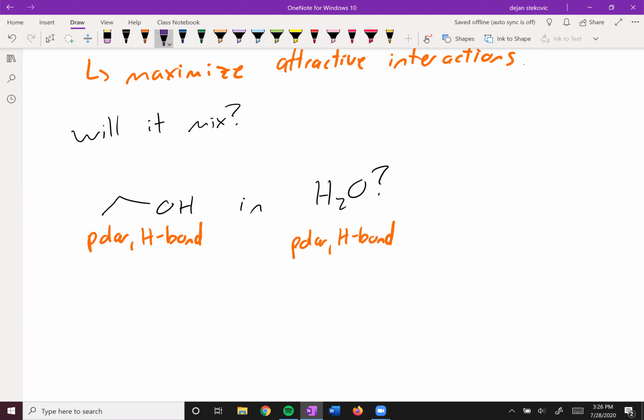And then finally, what if we have a situation like this: a 5 carbon long chain and something like this? All carbons and hydrogens. Well, we know that carbon and hydrogen are both nonpolar. So this is nonpolar and this is nonpolar. So will they mix? Well, they are like each other, so yes, they will mix. This is the kind of thing that you want to be able to do: look at a molecule and figure out its properties.